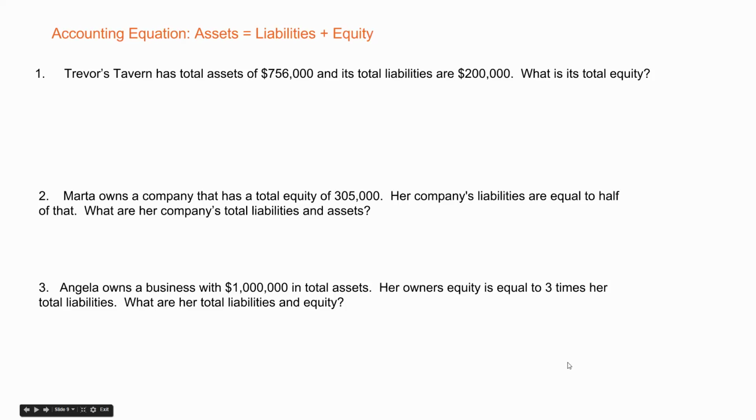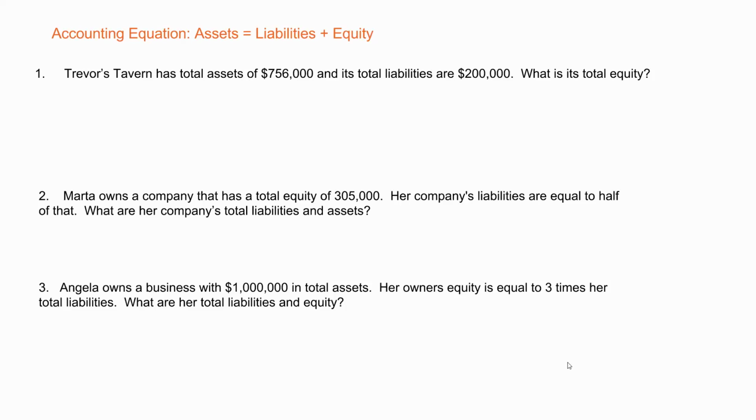Alright guys, we're coming up to 3 more examples of the accounting equation, but this is a slightly different format than the previous 2 videos. First, let's look at number 1. Trevor's Tavern has a total of $756,000 in assets, and its total liabilities are $200,000. What is its total equity?